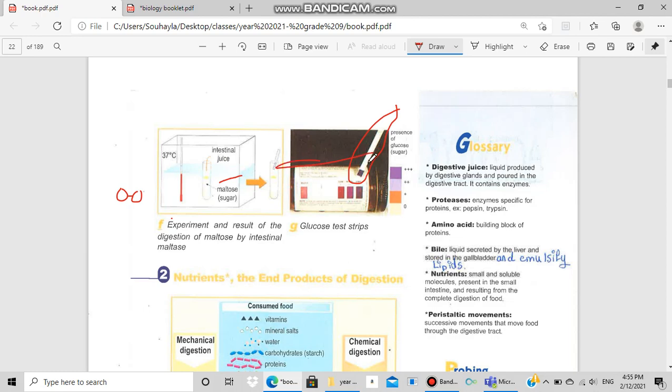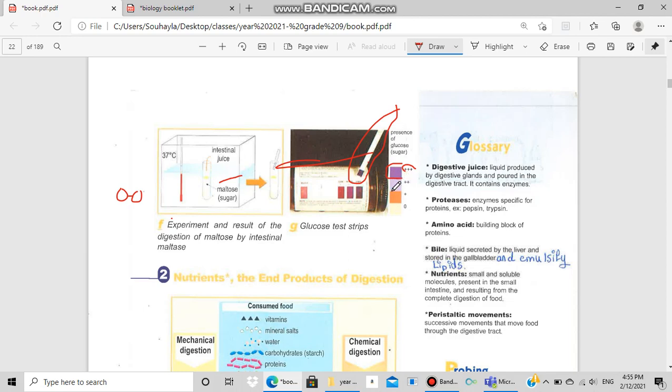We bring this strip test after about 15 minutes. We put it inside the test tube. If the strip test gives me this color, this means the presence of glucose. This means that the maltose which is present in this test tube is transformed into glucose.